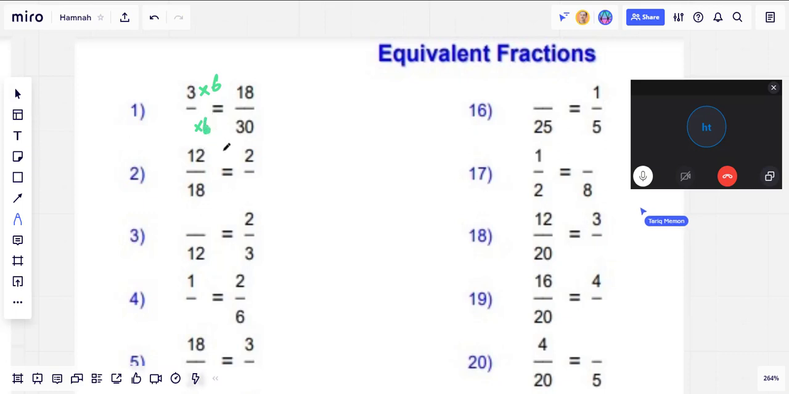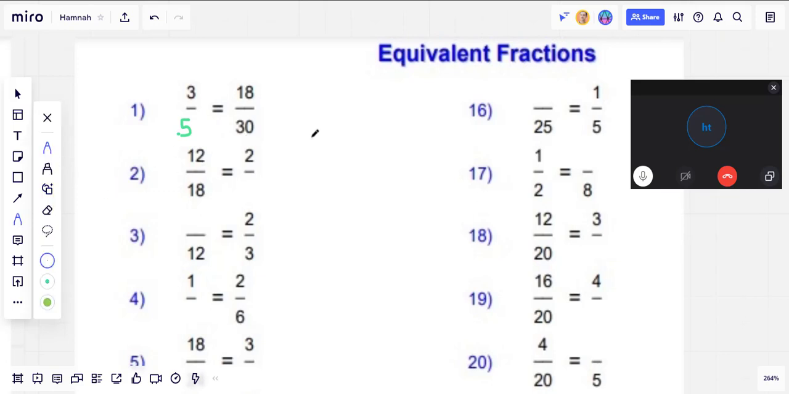Now write the times 6 with the denominator as well. So something times 6 is 30. What is it? What times 6 is 30? 5. Yes. So 3/5 is your answer. That's the equivalent fraction.